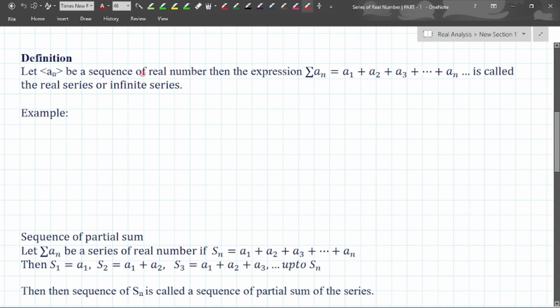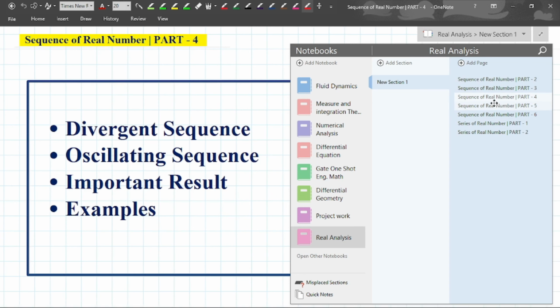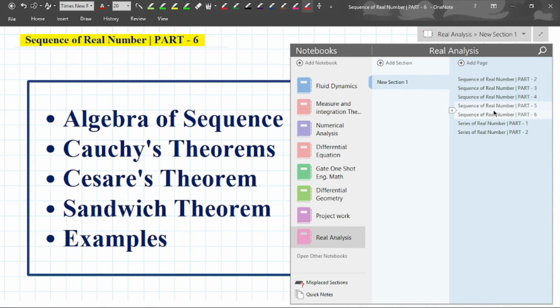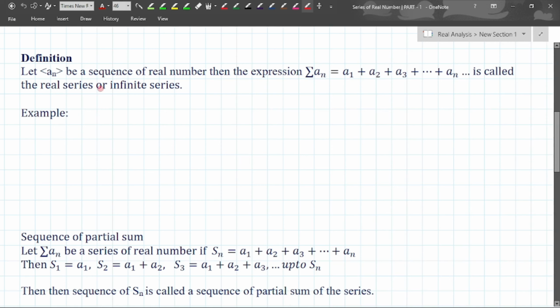So the first thing is that a series is something like this: if you have any sequence and you add each and every term of the sequence, then it will be a series. So watch my previous video in which you will get the concept of series. I have completed around five or six parts on the topic of sequences, so you can go through that. So now in this video I will discuss the definition.